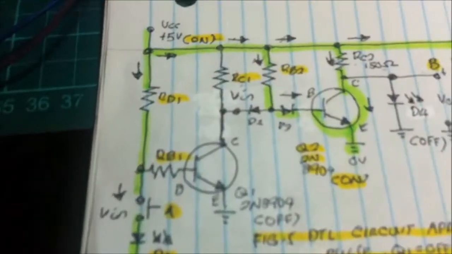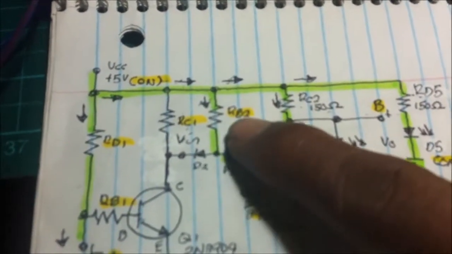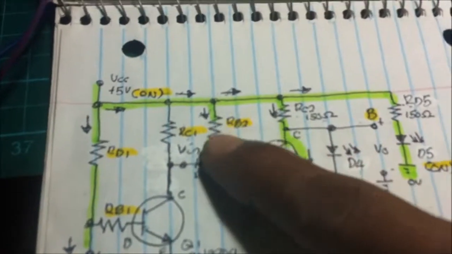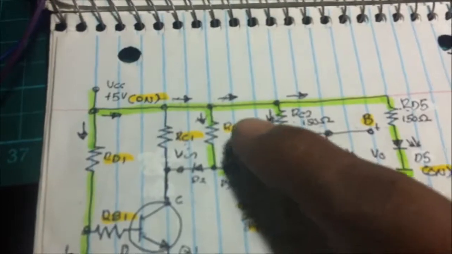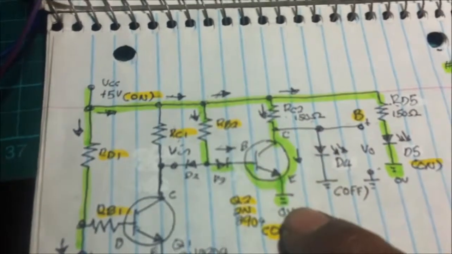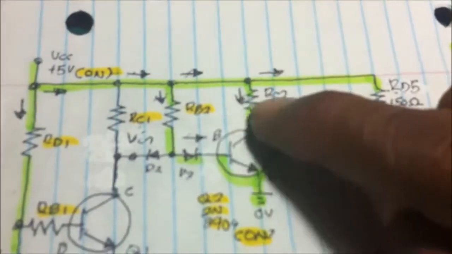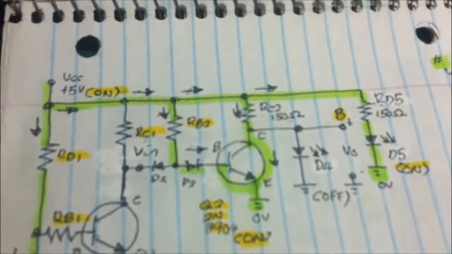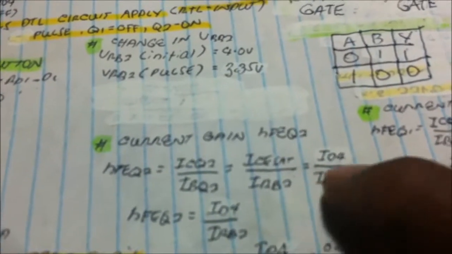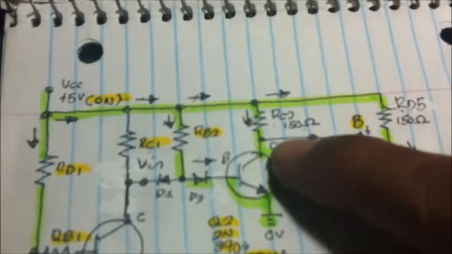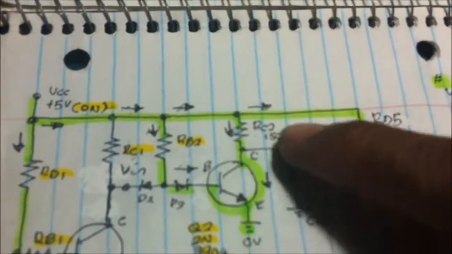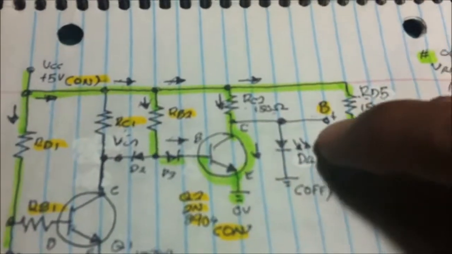So after computing for RB2, since we need to compute for the current in order to know the value of RB2, and since this circuit configuration is dependent on the current gain of the transistor, we're now going to use the current gain formula: ICQ2 over IBQ2, IC(sat) over IRB2. As you have seen here, current flows into RC2, into the CE at saturation, and will not flow here.